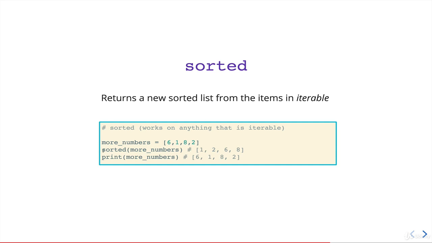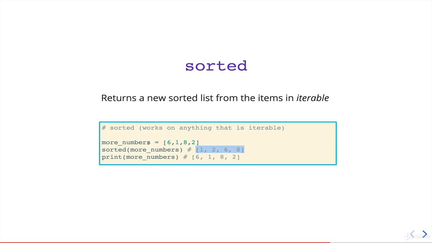It looks like this, sorted, and then we pass in a list or a tuple, so instead of doing list.sort, which will sort a particular list. I'll show you an example, but here's the first one. More numbers is just 6, 1, 8, and 2 in a list. If we pass it into sorted in the most basic way, without any additional parameters or arguments that I'll show you, it will sort it like this.